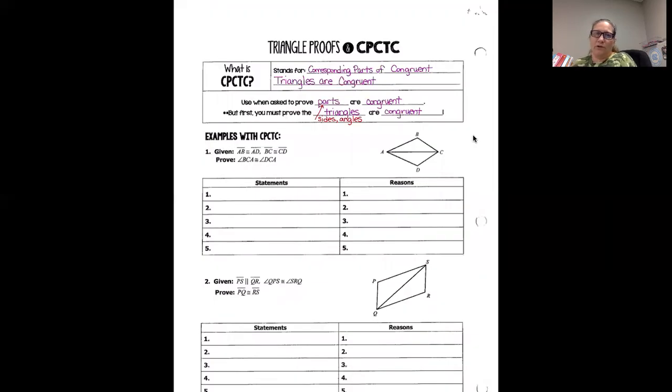CPCTC, corresponding parts of congruent triangles are congruent, can also be a reason why two parts are congruent. So you will use that when you are asked to prove parts are congruent, but first you must prove the triangles are congruent. So this is illustrating parts being congruent versus a proof where you have two triangles to be congruent. So taking a look at number 1, AB congruent to AD, BC congruent to CD, and you are proving angle BCA congruent to angle DCA.